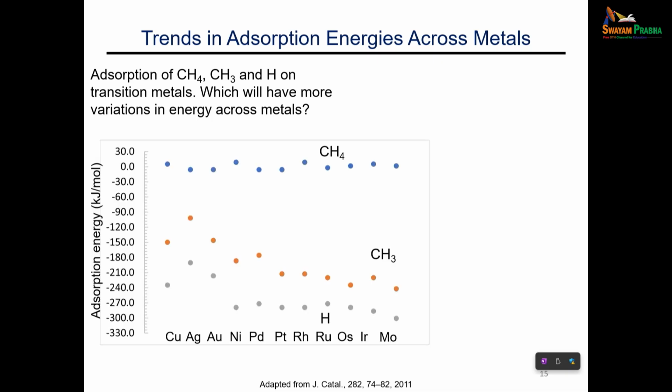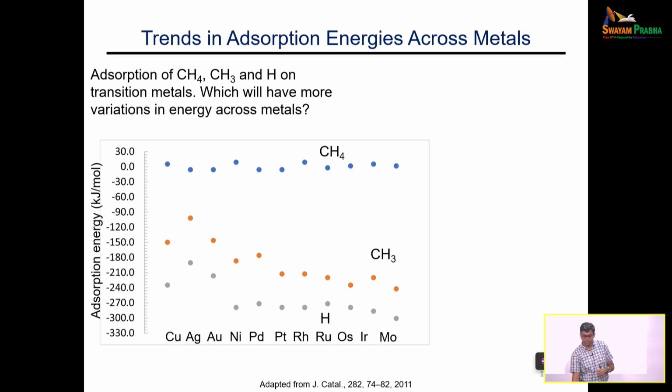This is another example, again of metals and how adsorption changes. These are a bunch of metals listed at the bottom, and this is the adsorption energy of 3 different species that are calculated. All of these numbers are in kilojoules per mole. One is methane, that's up here in blue. You have CH3 and H, both of which are products of dissociation of methane. They are individually adsorbed as CH3 and individually adsorbed as hydrogen, not both together as I had shown earlier. So what you see in orange is the adsorption energy of CH3 individually on each of these metals, and hydrogen individually on all of these metals.